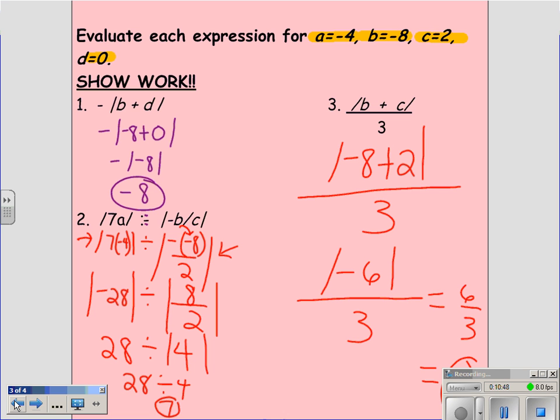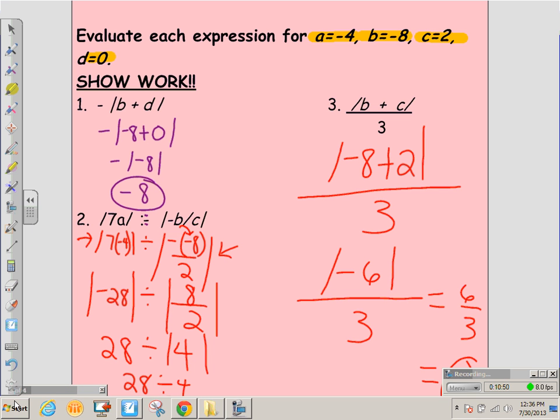So that is going to do it today for simplifying absolute value expressions.